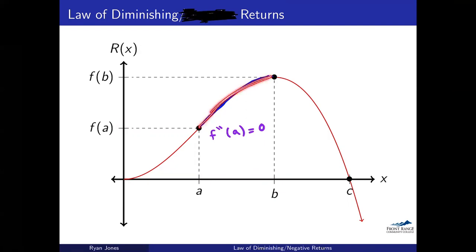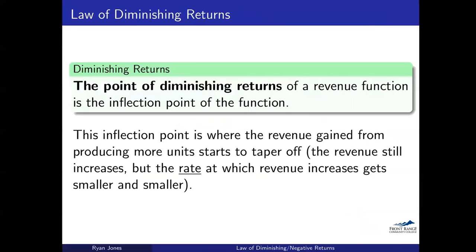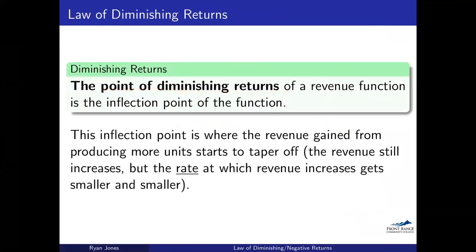My revenue increases in this section, but the rate at which that revenue increases decreases. And that's what we want with diminishing returns. That's saying that the return that I'm getting for each good diminishes. It gets smaller and smaller for each good that I produce in this region A to B. Once I hit B, obviously we get into that negative returns that we already talked about. But that's the law of diminishing returns. It basically tells us that this point A is the point of diminishing returns, and that point of diminishing returns is the inflection point of that revenue function.